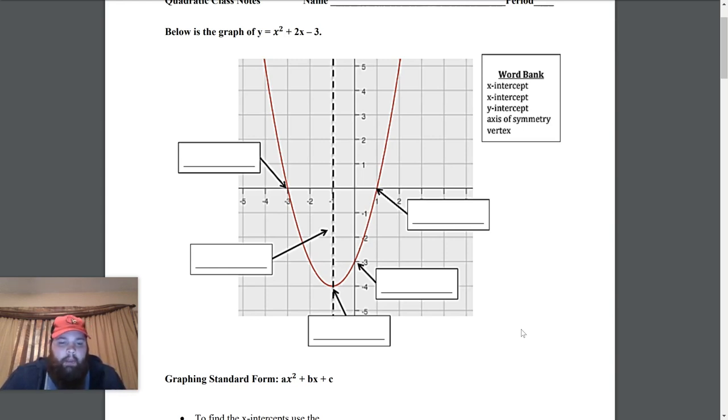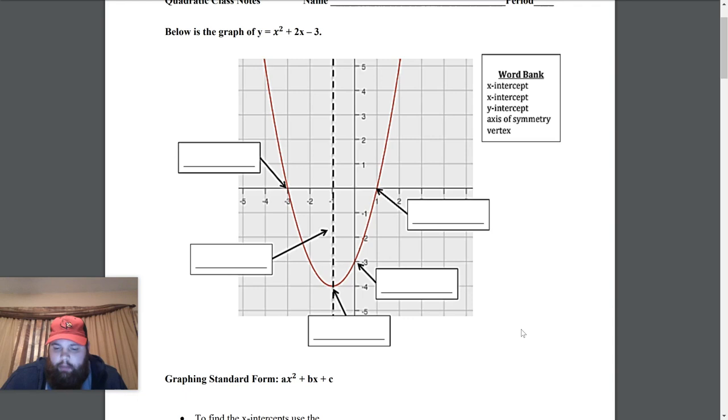But anyways, let's go ahead and get into the lesson. This is going to be about quadratics, okay? And this is your notes here. It's posted in your Google Classroom. And anyways, let's take a look at this first.